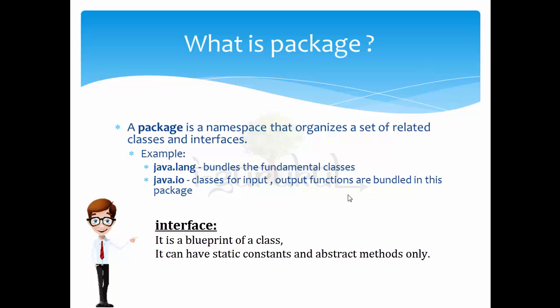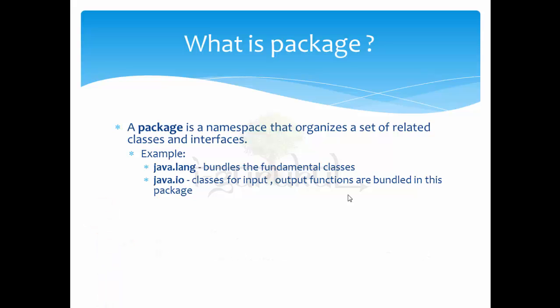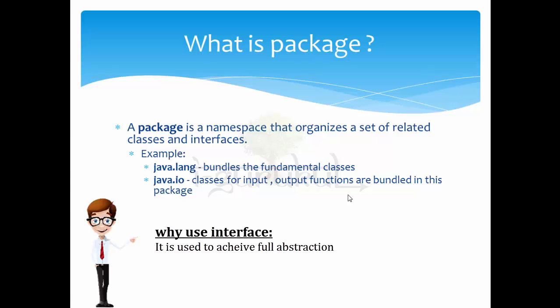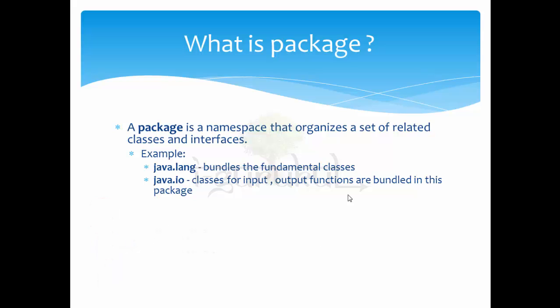So what does that mean? That means an interface looks like a class, but in it we have static constant variables and abstract methods only. That means the methods can only be declared in that part. A method will not contain any body. So why is it used? It is used to achieve full abstraction. This is a brief about the interface. I will tell you more about it in later tutorials when we discuss interfaces and inheritance. So let's move on with the package now.